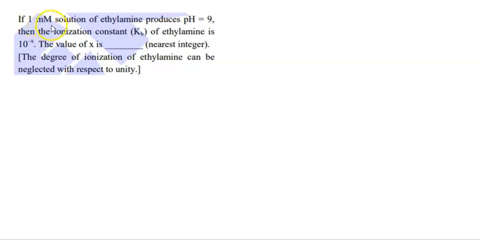If 1 millimolar solution of ethylamine produces pH equal to 9, then the ionization constant Kb of ethylamine is 10 to the power of minus x. The value of x is? Here we have an aqueous solution containing ethylamine, C2H5NH2. Aqueous solution means water is also there.